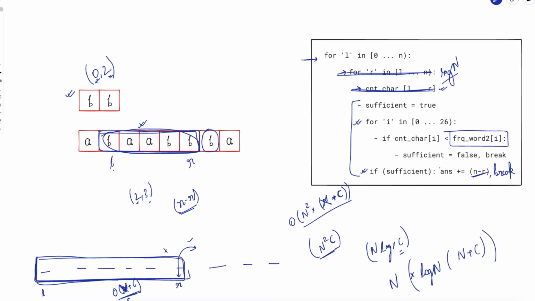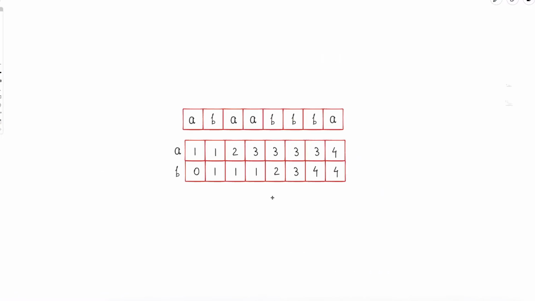So this entire thing would then become order C, and the complexity would become order NC log n, which is much better than n square C for sure, right? So this may or may not pass the second problem that we have. We'll come to that, but let's first do a dry run and look at the pseudo code.